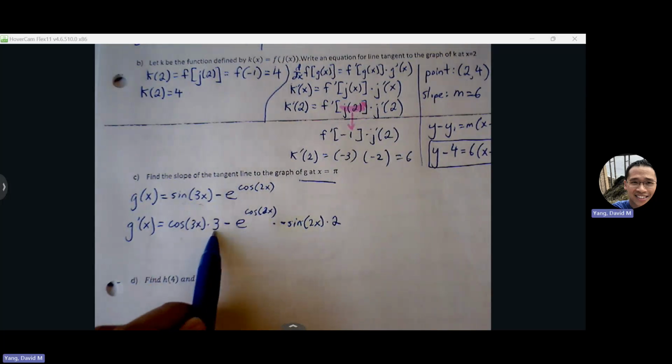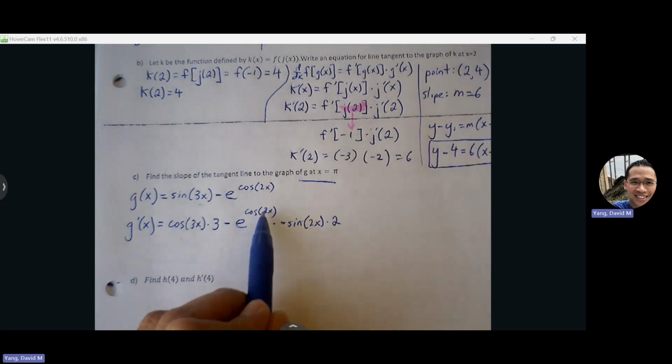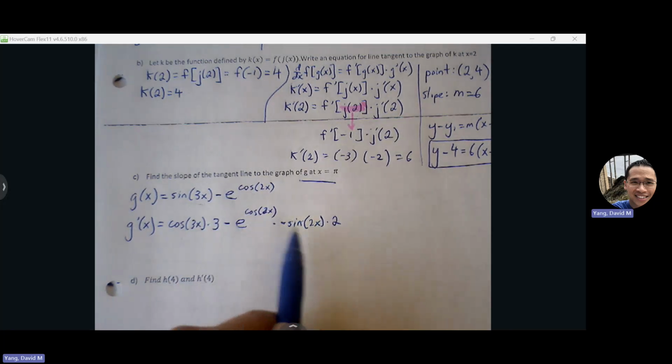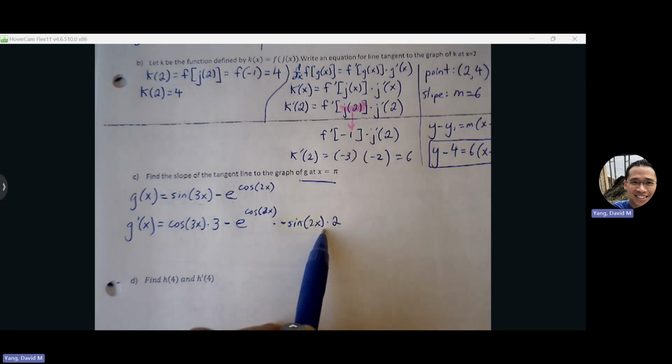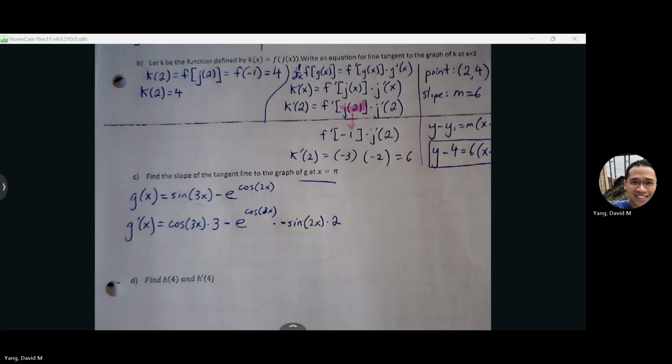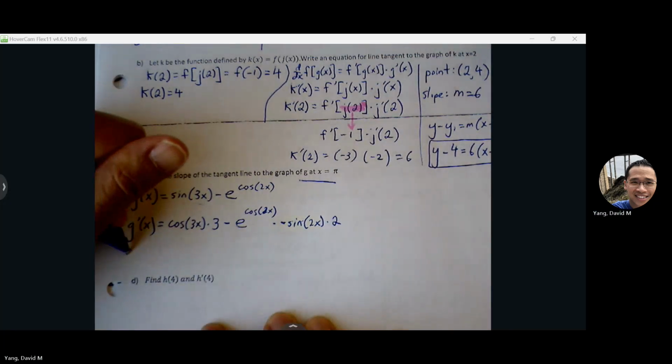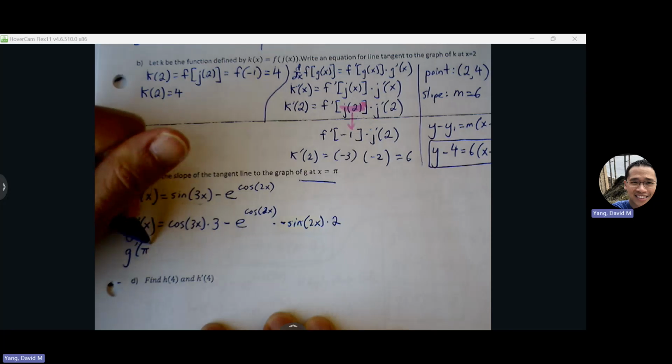Sine of u becomes cosine of u times u prime. E to the u becomes e to the u times u prime. U prime is asking for my entire exponent's derivative. So cosine of 2x becomes negative sine of 2x times 2. Okay, so now that we have our derivative, replace every x with pi.